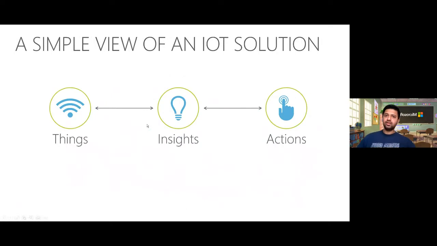Now, if we take a look at a very simple scenario, if we have an IoT solution, we have things. Things represent devices that send us data. Could be a heat sensor, for example, a temperature sensor. Could be a moisture sensor fitted on a water pipe to measure if there is leakage happening.